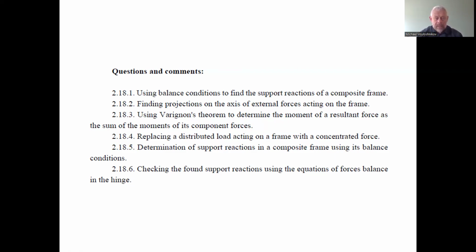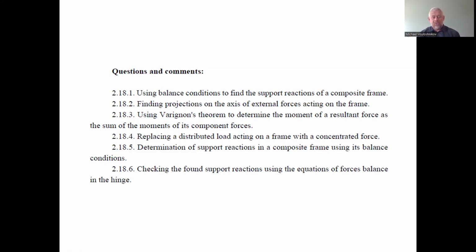Finding the projection on the axis of the external force acting on the frame, we usually use the cosine or sine function of the inclination of the force to find the projection on the axis. But generally, the projection in the vector approach is the difference of the coordinate of the end of the force vector minus the coordinate of the beginning of the force vector.